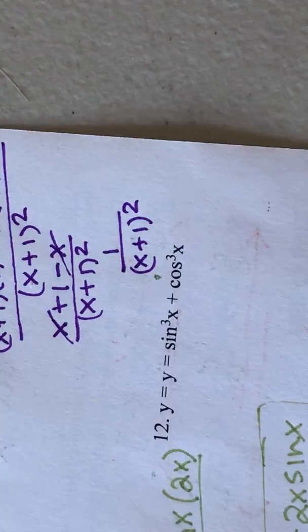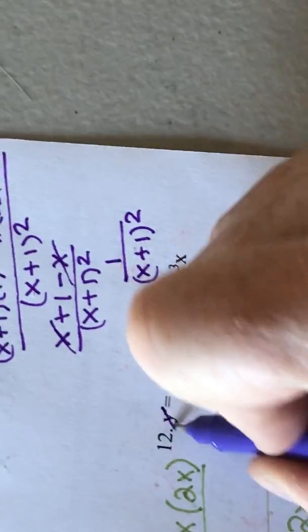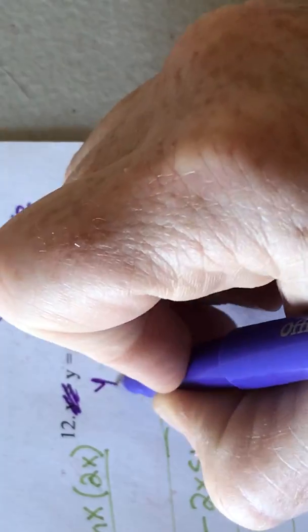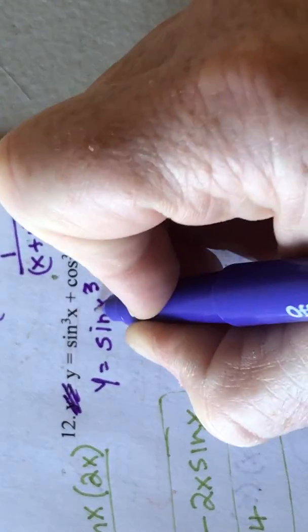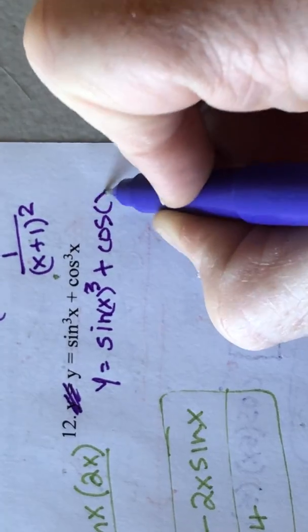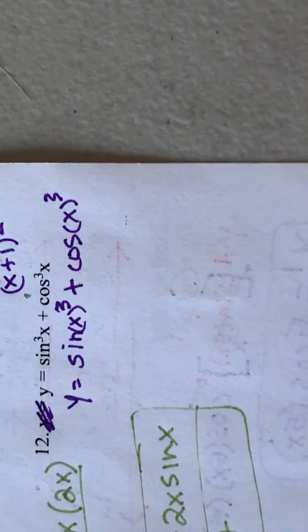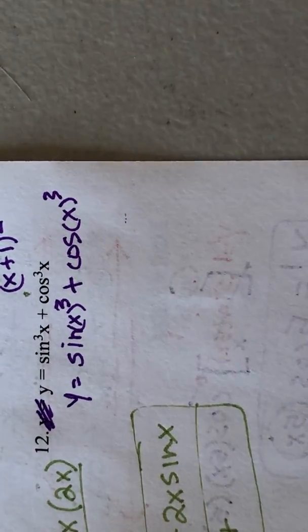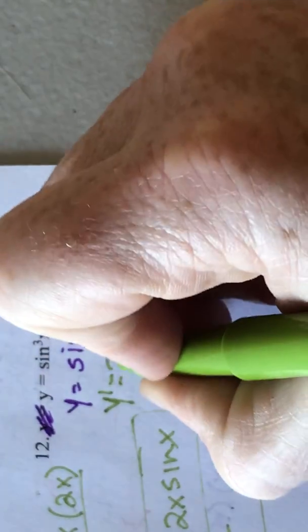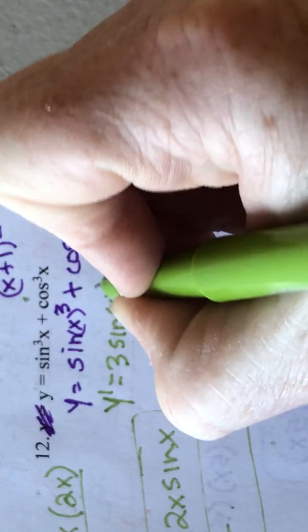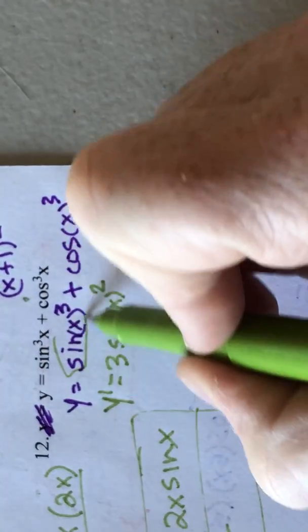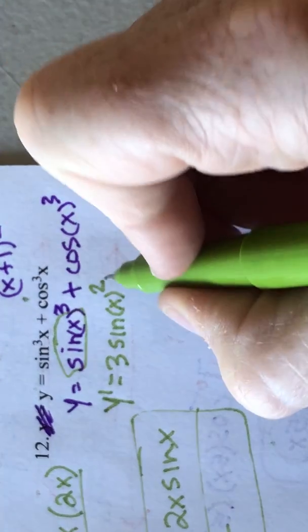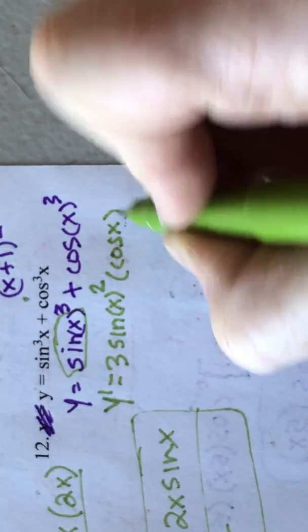All right, last one. So there's 2 y's here. I just meant 1, obviously. So sine cubed x plus cosine cubed x. This one's important. I'm going to show you as if it was sine x to the third plus cosine x to the third, and that may help you remember the power rule a little bit better. Okay, so we have to do a power rule and a chain with both of these. So y prime equals 3 sine x to the second. Okay, this is your inside function. What's the derivative of sine x? Cosine x.